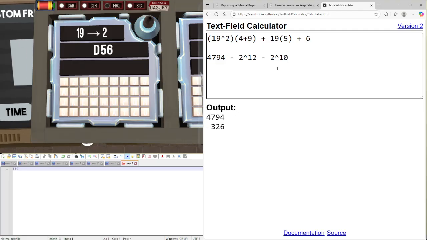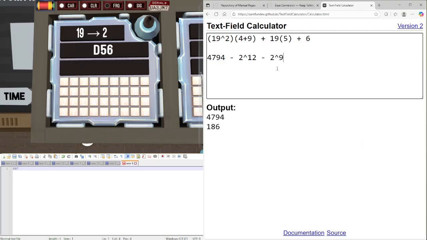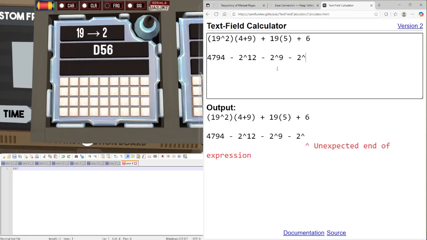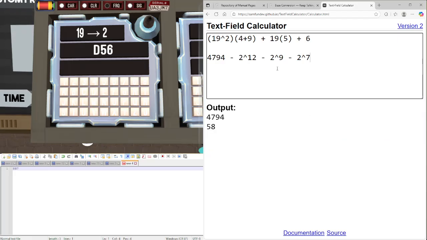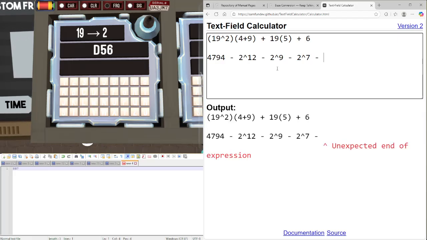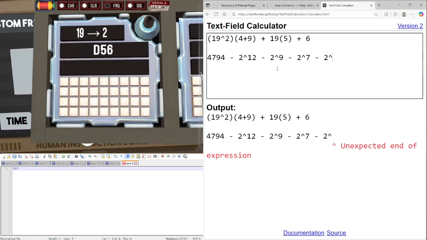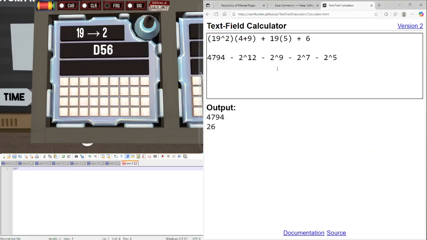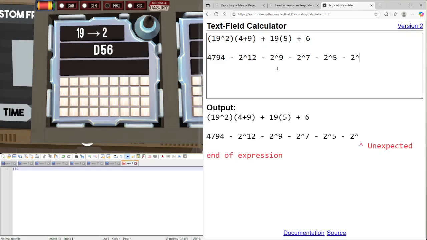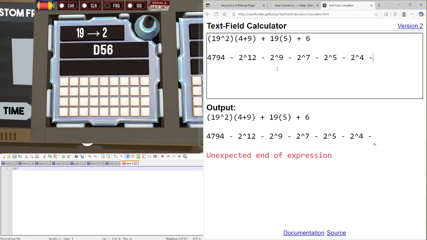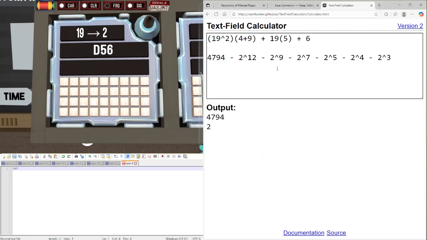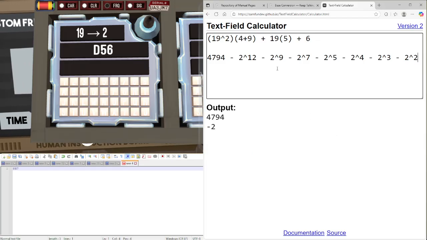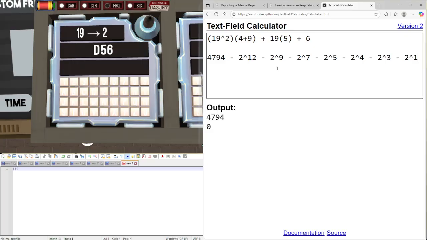9th is going to be the one we're going for. Minus 2 to the 8th, 7th, 2 to the 7th, minus 2 to the 6th, 5th, then minus 2 to the 4th, that works, minus 2 to the 3rd, yes, minus 2 to the... just because it's a not to 1, and then we have 0.